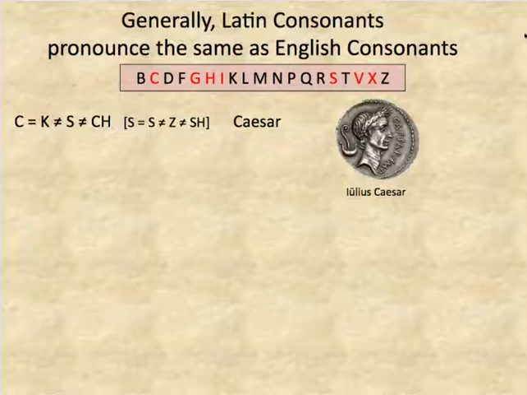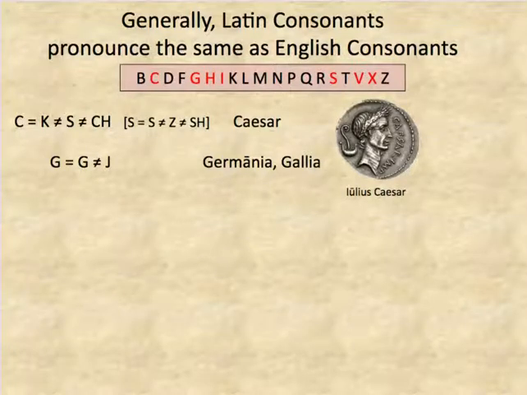And while we're on the topic, that letter S always makes an S sound in Latin. Never a Z, never a Sh. So again, he's not Seezar. The Romans called him Kaesar. Kaesar. All right, so the next letter is the letter G.